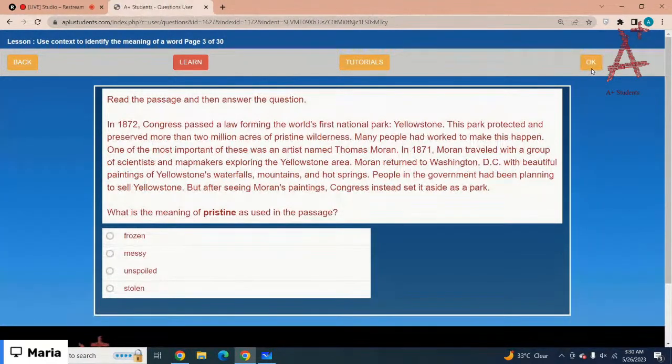Okay, in 1872, Congress passed a law forming the world's first national park, Yellowstone. This park protected and preserved more than 2 million acres of pristine wilderness. Many people had worked to work.